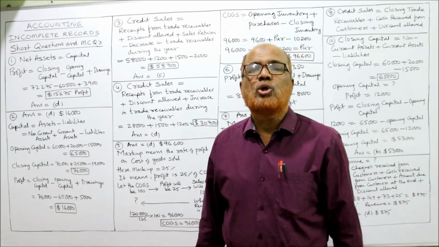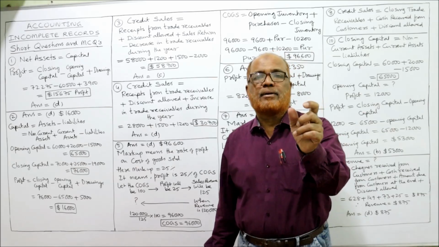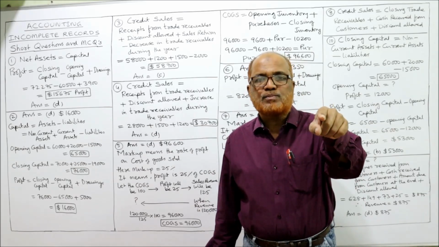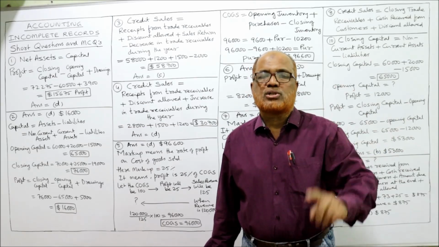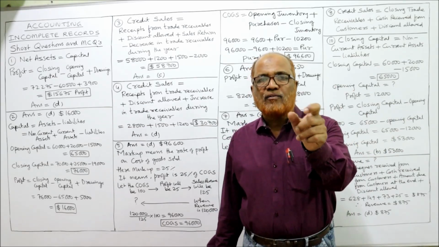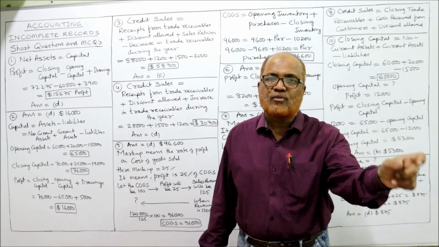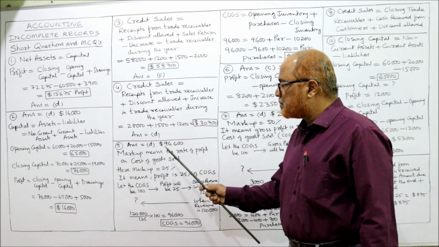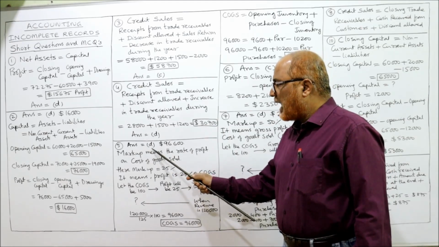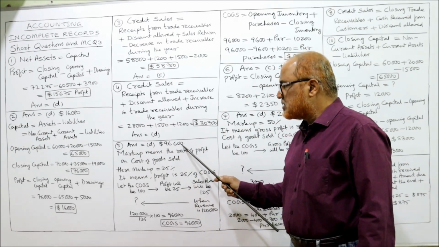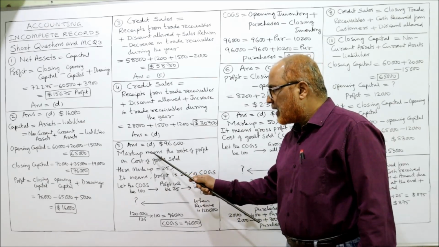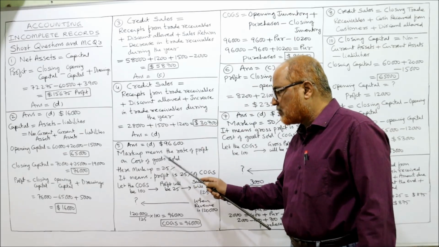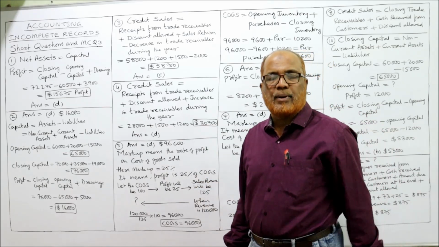First of all, you must know the meaning of the term markup. Markup means the rate of gross profit on cost, the rate of gross profit on cost of goods sold. That is called markup. Answer you will get D, 96,600. How will you get it? Markup means the rate of profit on cost of goods sold. This definition you have to remember.